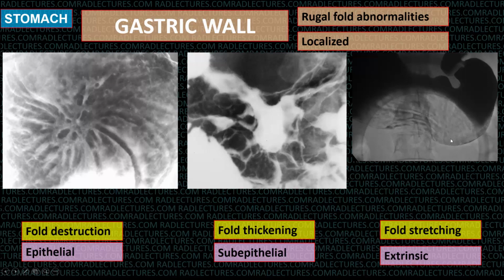I am compressing it, so there is almost like an extrinsic impression of the bulb of this balloon on the stomach, but you can see that the folds are not thickened, they are not destroyed, but they are concave because they are being stretched over that balloon. Similarly, if there was a mass here, these folds would look stretched because of that.